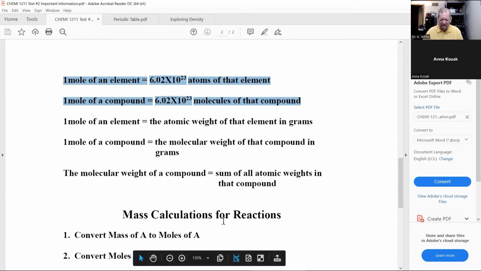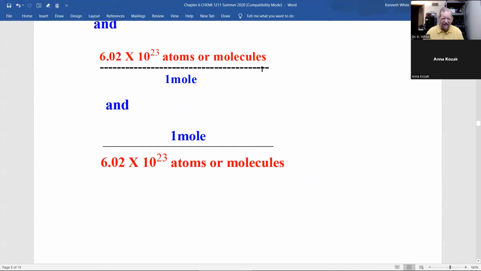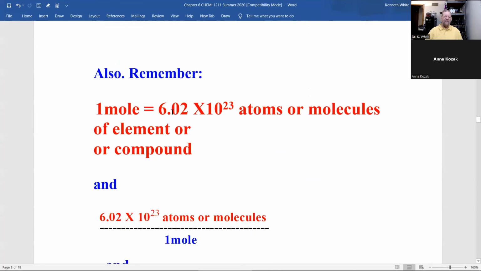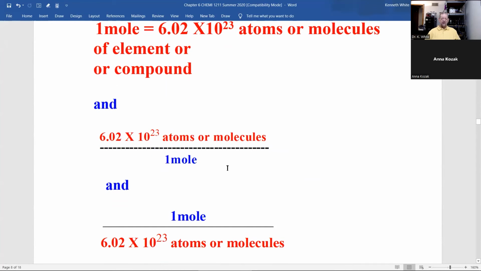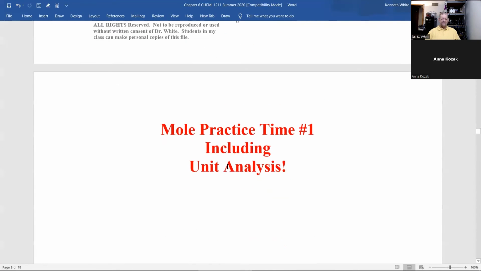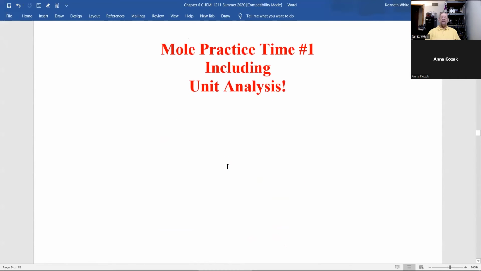these will be given to you. And that's how I derived these two statements. When you have 1 mole of a compound or element equals Avogadro's number of atoms or molecules, you have these two ratios. So it's mole practice time, including unit analysis. Now, unit analysis is your good buddy, your good friend for this semester.